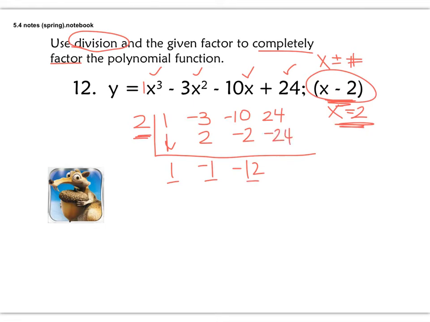And then when we add, we get 0. This is your remainder. Remember, we should get a 0 for remainder because I told you that is a factor. So if you work through this and you don't get 0, you messed up somewhere.